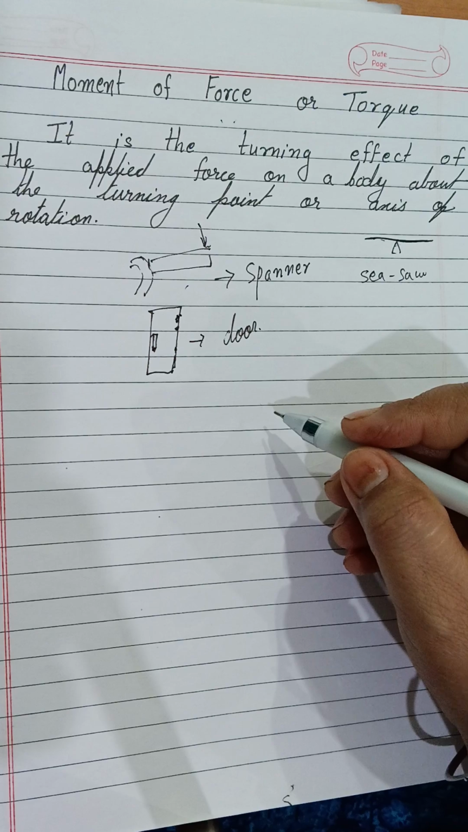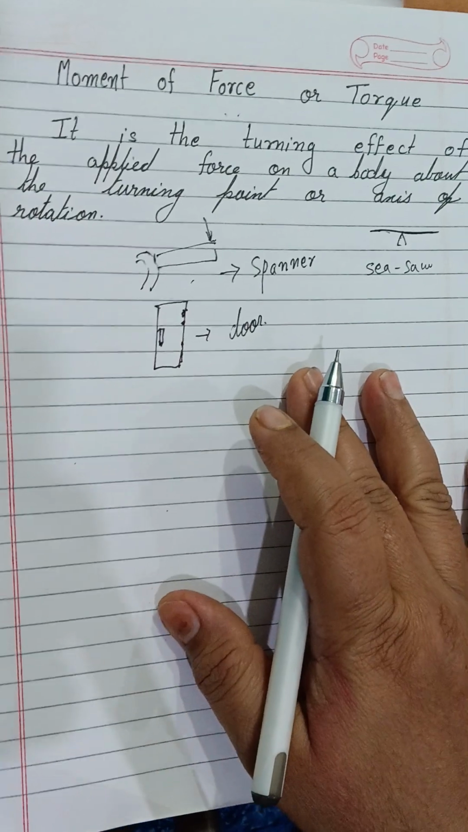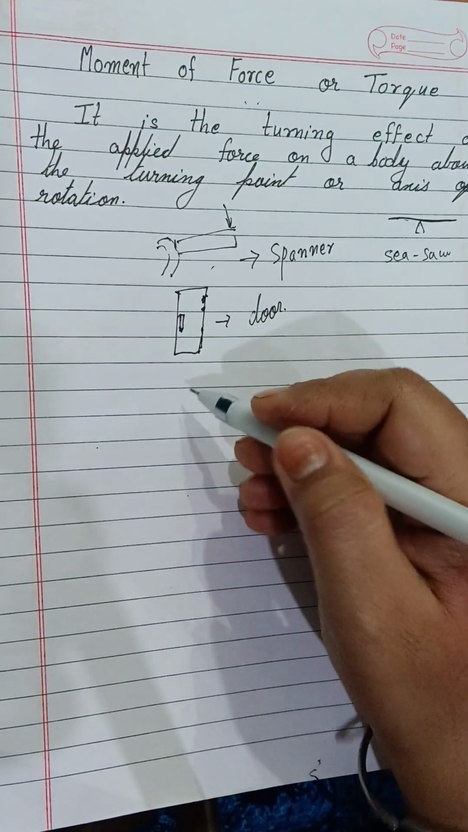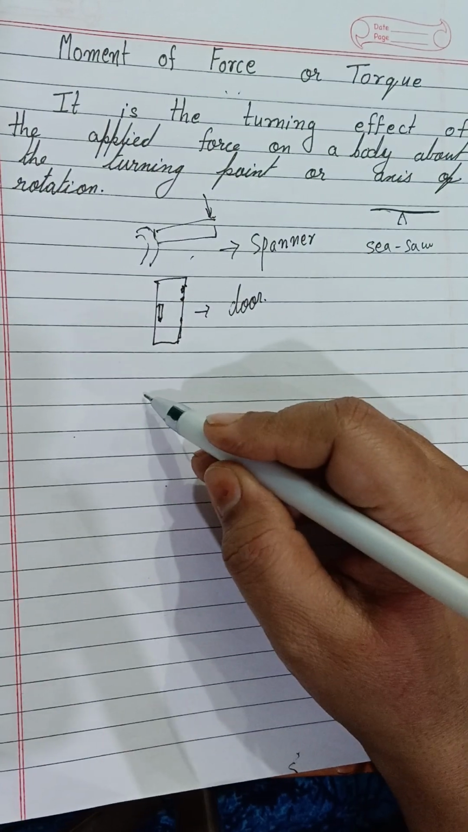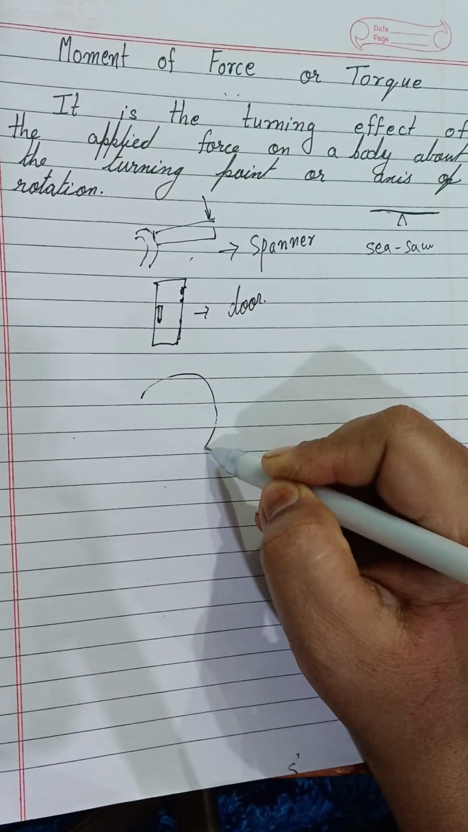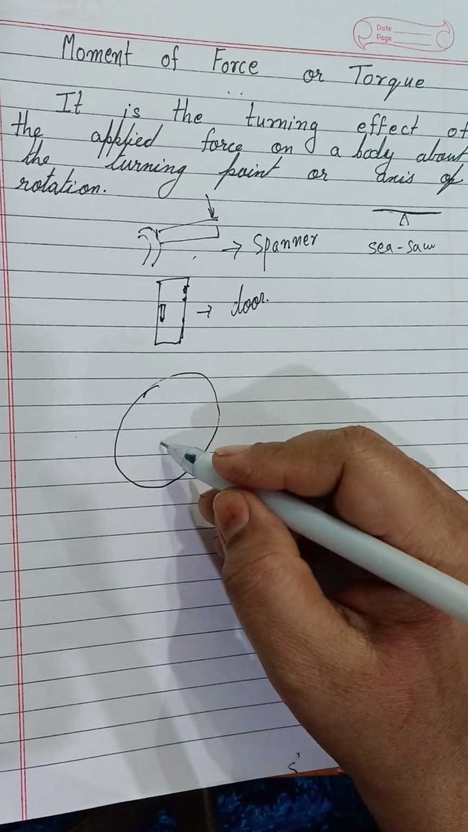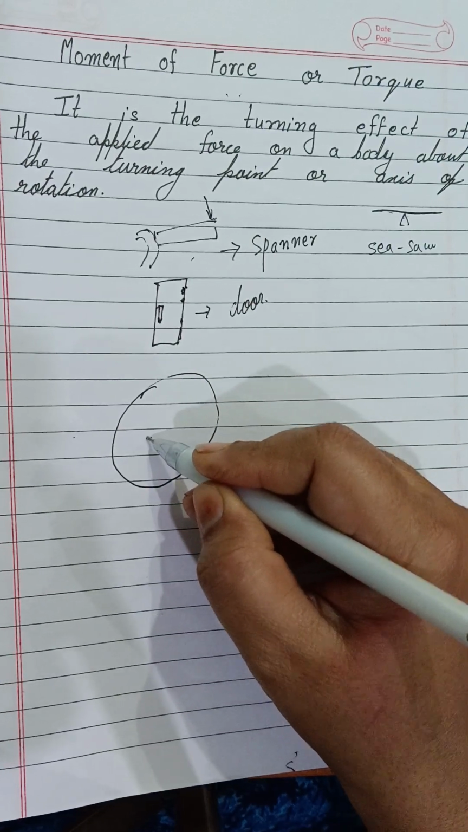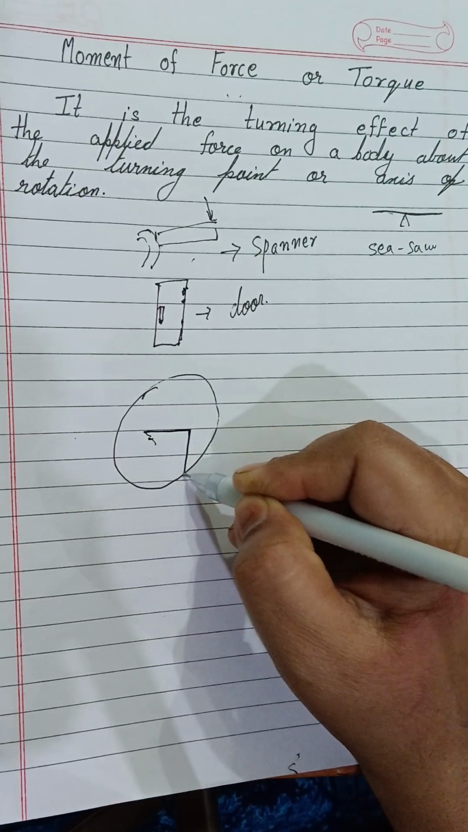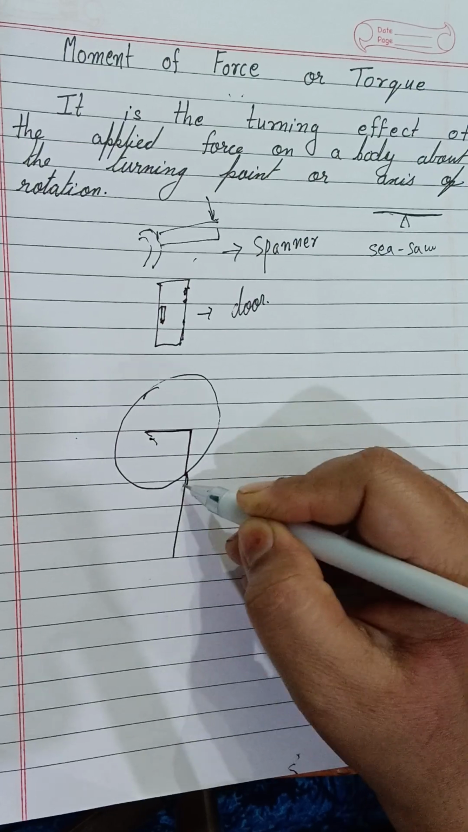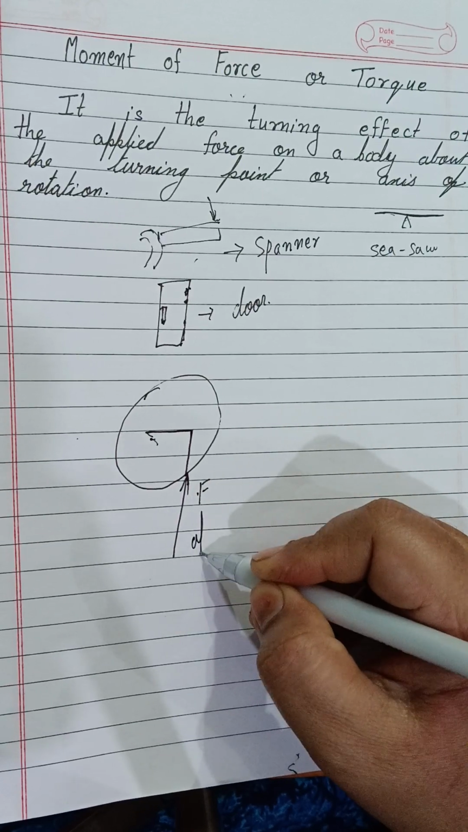Now we can understand the moment of a force with the help of another diagram also. Let's suppose I have made an object here. Here I applied the force over here. So this is my applied force.